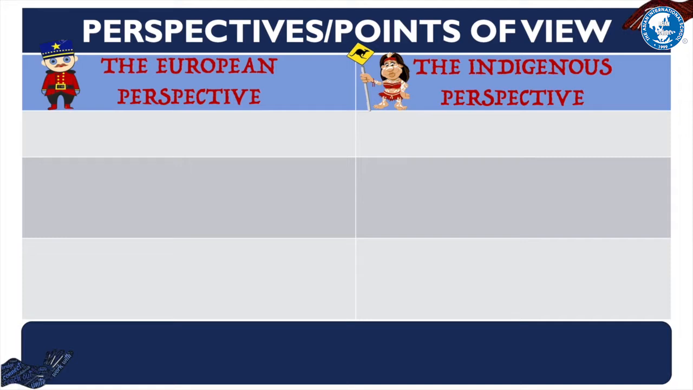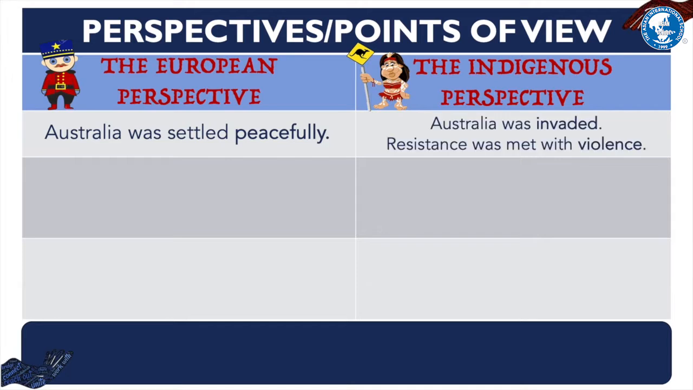So, for the Europeans, Australia was settled peacefully. That means there's no violence, no shedding of blood. But for Indigenous people, that's the opposite. For them, Australia was invaded, and if they resisted or fought back, there would be violence.